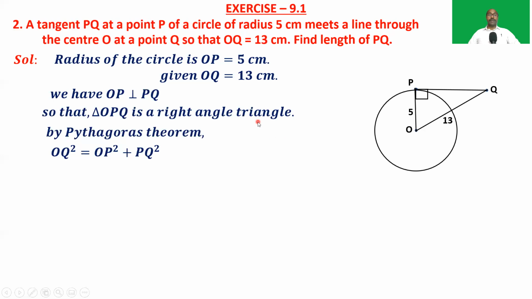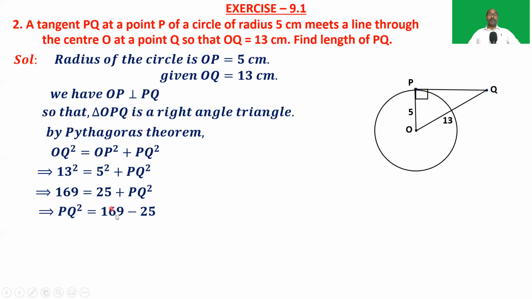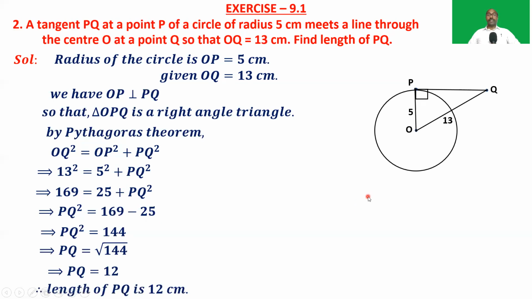So by substituting the values of OP and OQ in this equation, we get 13 square is equal to 5 square plus PQ square. From this, we can write 169 is equal to 25 plus PQ square, and PQ square is equal to 169 minus 25, which is equal to 144. So PQ is root 144, which is equal to 12. So the distance between P and Q is 12 centimeters. So the length of PQ is 12 centimeters. That is the answer.